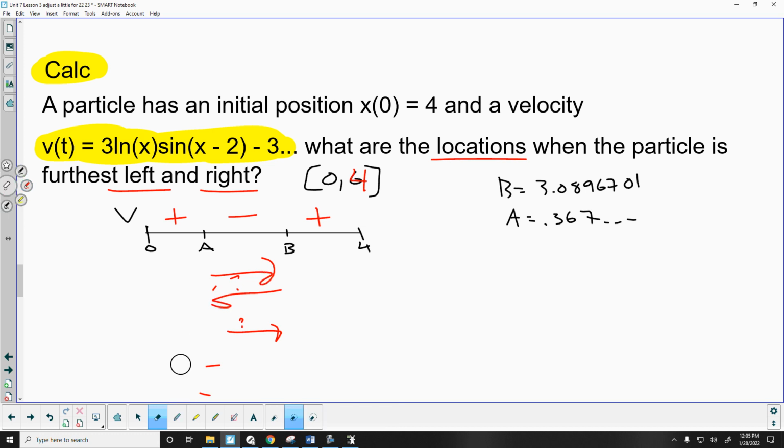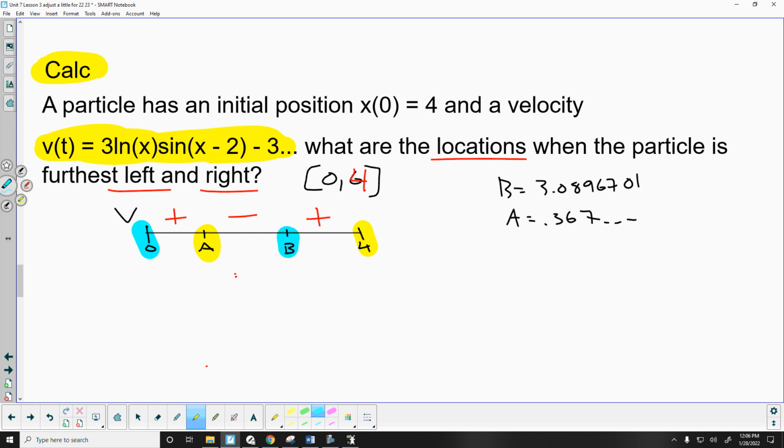I have candidates, right? I know this could be my max. What else could be my max? That one, 4, right? Because I go to the right, I change directions, go to the left. But then I go back to the right. Maybe I go to the right further, and I end up further to the right than I was at A. Well, I have candidates for my min. How am I going to distinguish which one is the max or min?